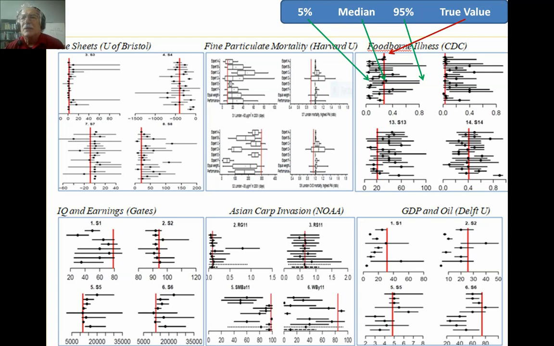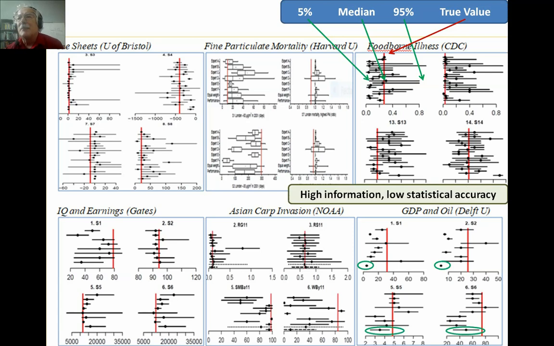So as you let your eye wander over this sheet, you can see all of the good and the bad and the ugly with expert judgment. For example, if we look at the study GDP and oil here in the lower right, we see an example of an expert who is highly informative, but very inaccurate statistically. So you see here for this first variable, he thinks there's a 90% chance that the true value will be around 6, and it turns out to be about 32.